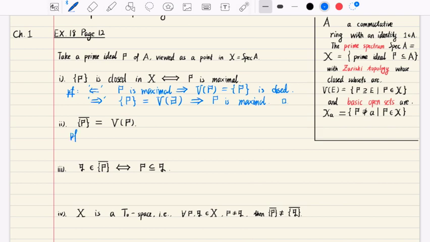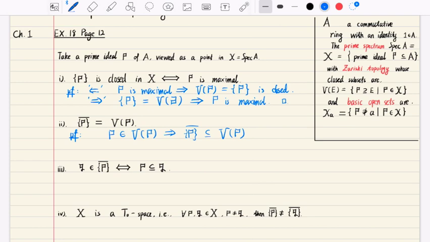Okay, for the next question, we consider the closure of a one-point set. Firstly, we know P must be a point in this closed subset V(P). So we have that the closure must be contained in this V(P).